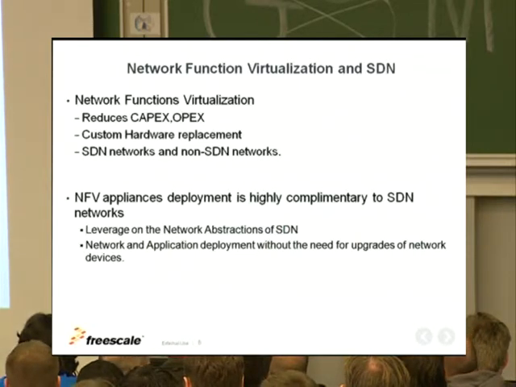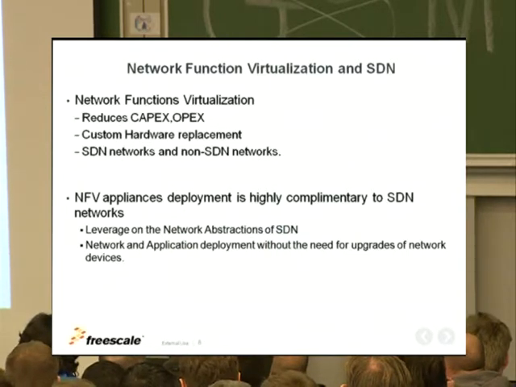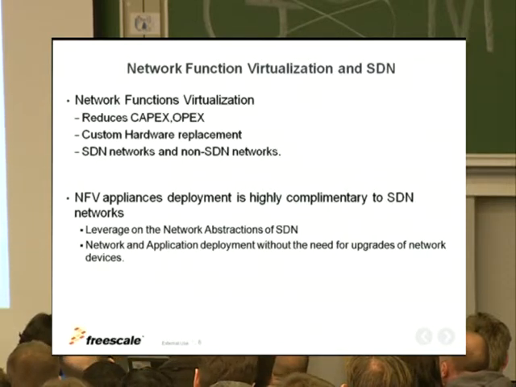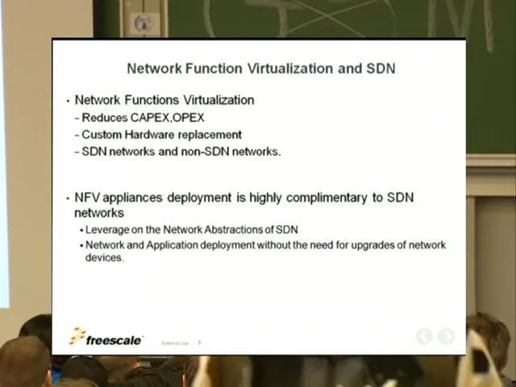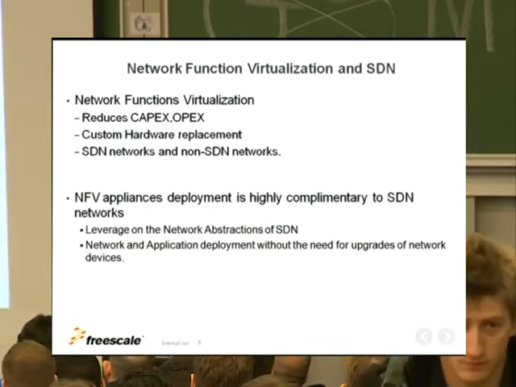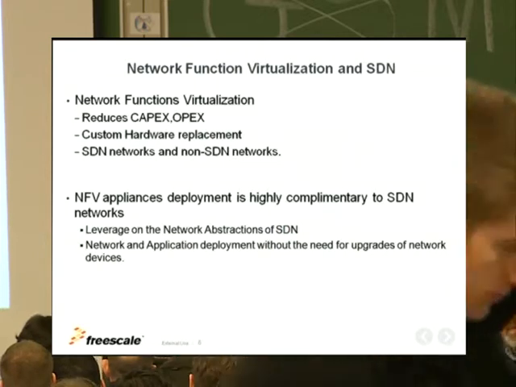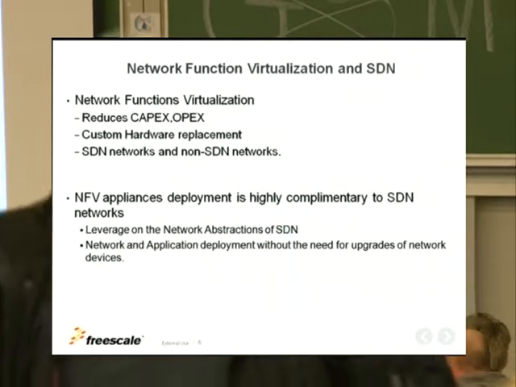So basically, it reduces the capital expenditure and operational expenditure. That is the primary advantage. And we can replace the custom hardware. Like we don't need any specific branded networking gear, where we can use the existing virtualized environment, virtual server environment, to deploy these network services into the tenant networks. And we have SDN networks and non-SDN networks. Like network function virtualization doesn't need as such SDN networks, like software-defined networks. It can work on non-SDN networks as well.